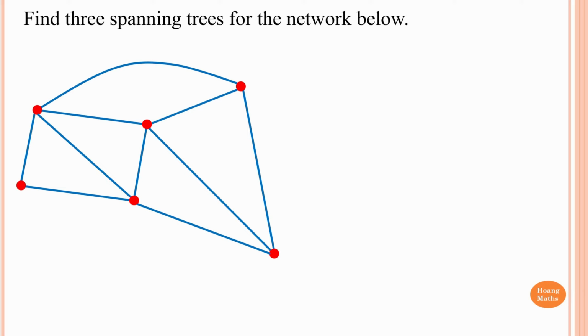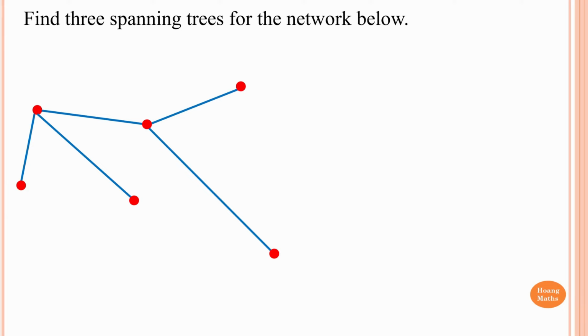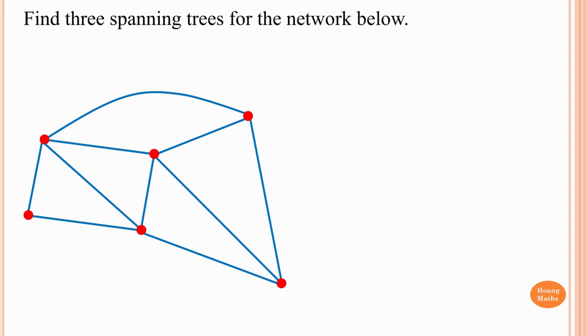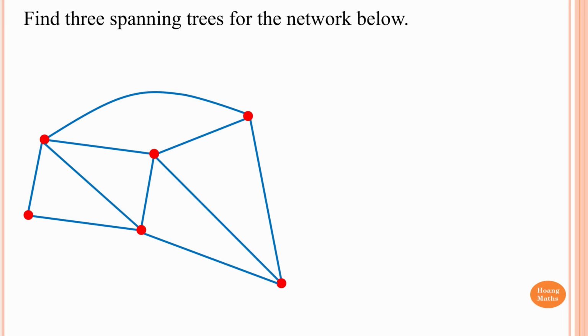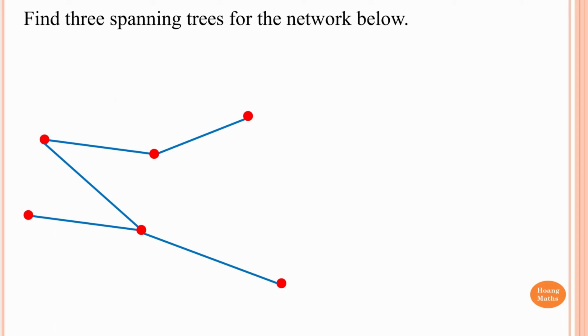Now we just remove all the cycles. So we can remove all the edges that make a cycle. So I remove these. There you go. This is a spanning tree. One of them. And another one: I can remove this edge and then remove one more. There you go. This is another spanning tree. Now I'm going to remove different edges. So remove this, remove this, remove this, and remove this, and then remove one more. There you go. This is another spanning tree.